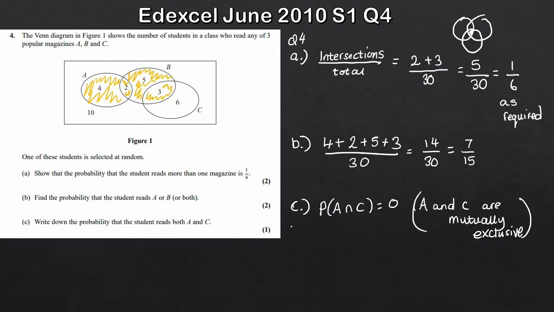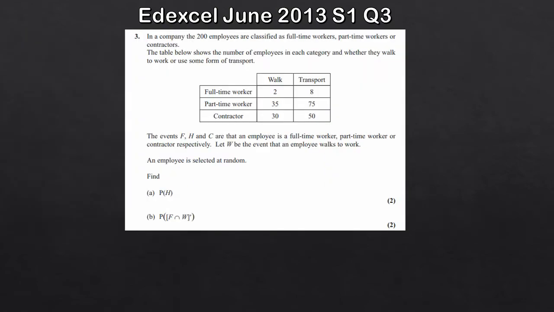So if you see 1 mark where it's asking for basically the reading both A and C, there's an intersection there, and there's only 1 mark, more than likely it's going to be equal to 0, and the 2 events will be mutually exclusive. Okay, so that's that question done. Take a look at this next one here, another Venn diagram type question. So let's take a look at what we've got.